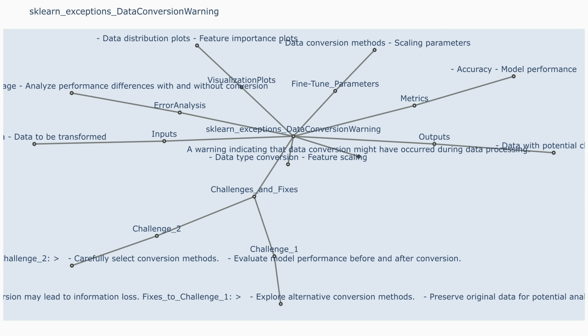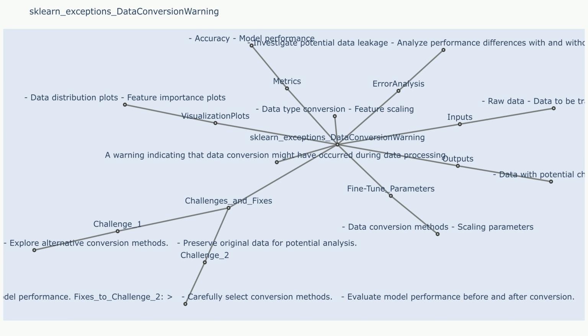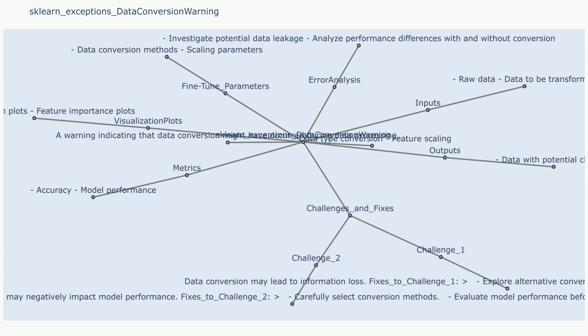SKLearn exceptions: data conversion warning. Description. The data conversion warning is triggered when scikit-learn encounters data that needs to be converted to a different data type before it can be processed. This usually happens when you feed data with inconsistent types, e.g., a mix of strings and numbers, into a machine learning model. Inputs. Input 1.